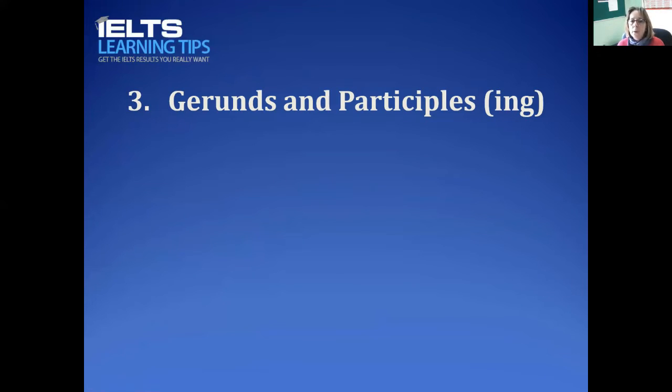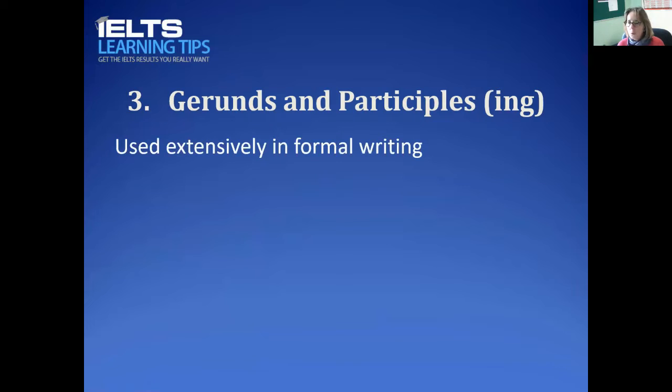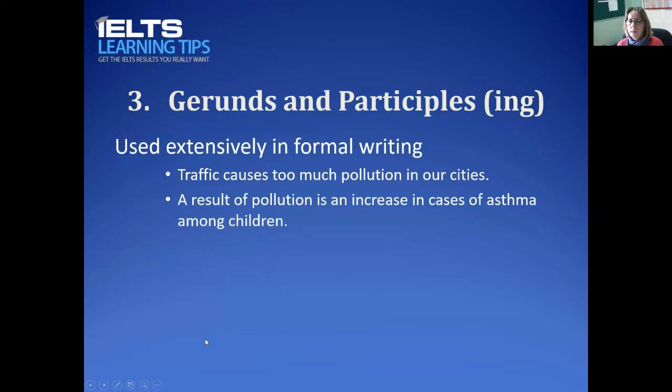And you'll notice that in formal writing, so if you look at some of the models for Task 2 and possibly even Task 1 as well, you will find these -ing forms. So they're quite an economical way again, and a sophisticated way of creating complex sentences. Traffic causes too much pollution in our cities.